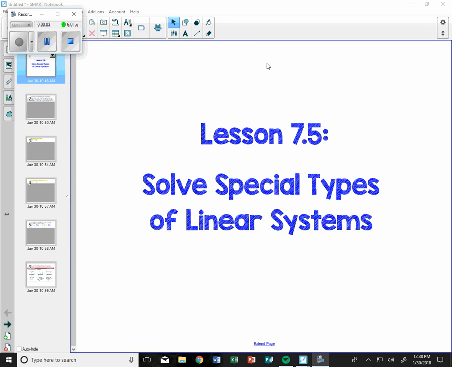Welcome to lesson 7.5. This is on solving special types of linear systems. In previous videos, we've talked about the three different methods on how to solve a linear system: by graphing, using the substitution method, or by using the elimination method. In this video, we are going to explore different special types of linear systems. So let's get right to it.